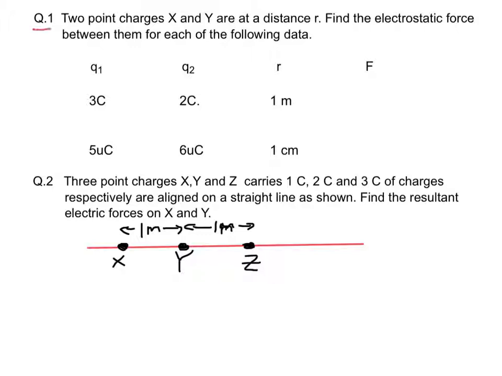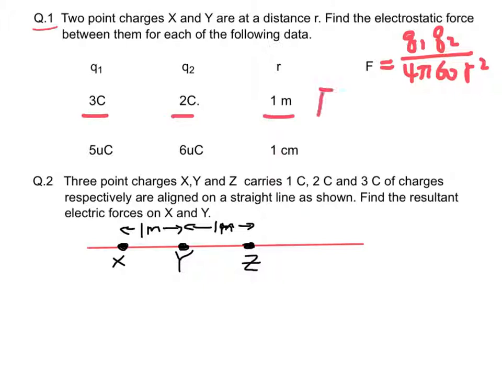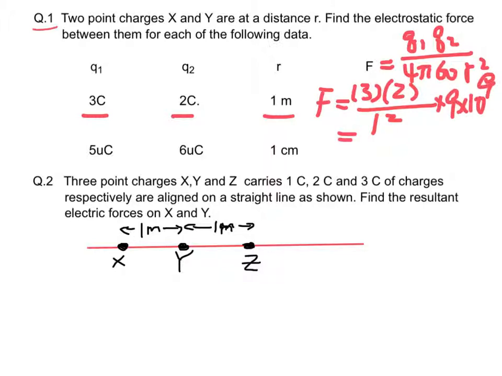Look at question number 1. Applying the equation, electrostatic force equal to Q1 Q2 over 4 pi epsilon R square. For the first set, we have F equal to 3 times 2 over square of 1 times 9 times 10 to the power 9, which is equal to 54 times 10 to the power 9 Newton.